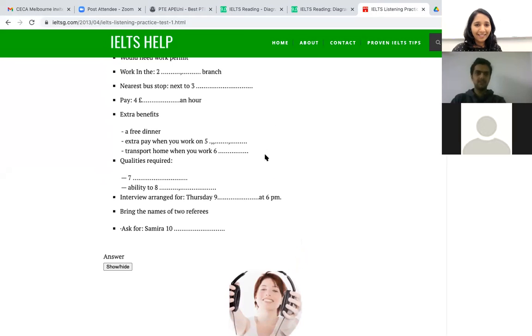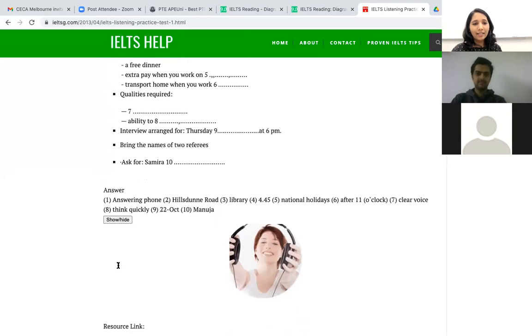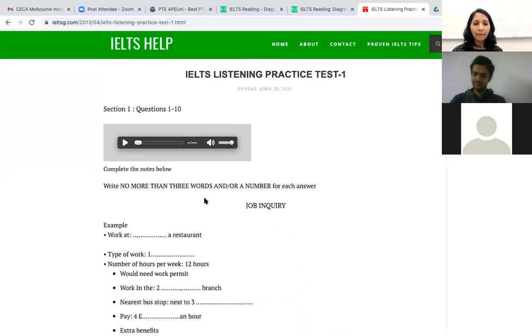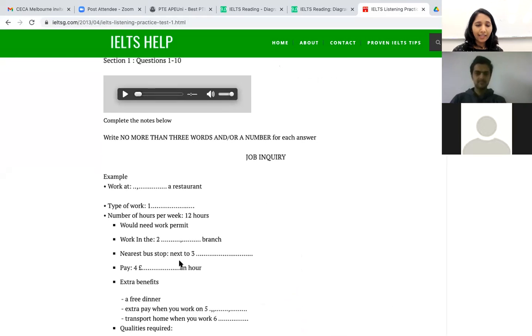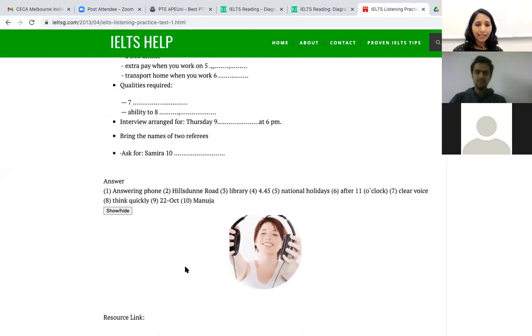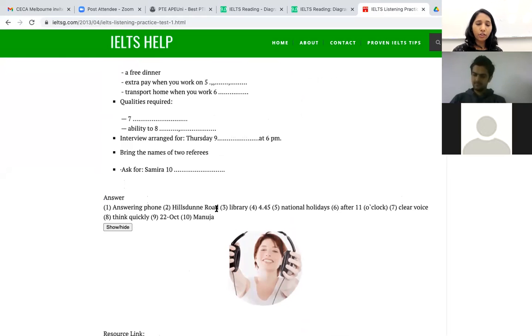IELTS. Yeah. So look at the answer. The first one is answering phone. Have you got it? Yes. So answering phone, answering the phone, both are correct. The second one, he gave the spelling. Hillston is correct. The road is already given, I think. Hillston Road, that's the answer. He said Hillston Road branch. So for listening, have you capitalized H and capitalized R? Have you done that? Yes.